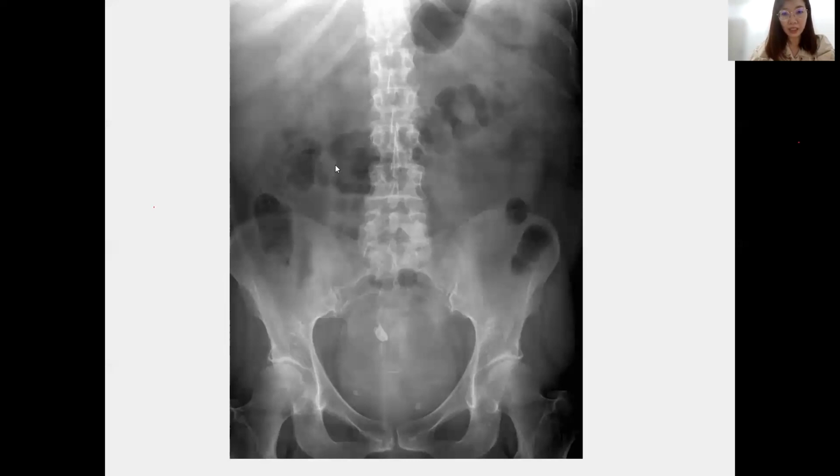Okay, what is the diagnosis in this X-ray? Bladder stone. Okay, differential. Anyone? Okay, at least mine is in the differential. I'm so happy. Yeah, correct.